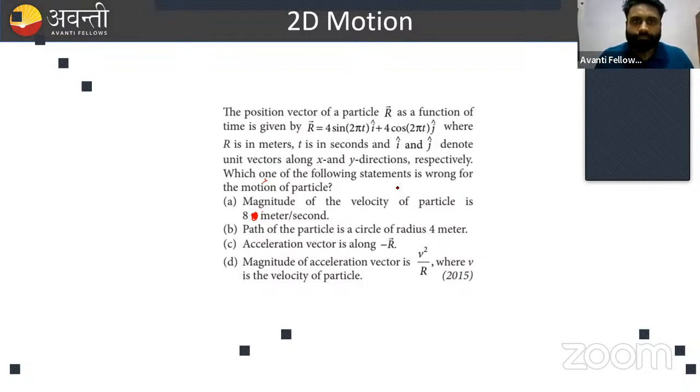I will read it for you. The position vector of a particle r as a function of time is given by r vector is equal to 4 sine 2 pi t i cap plus 4 cos 2 pi t j cap, where r is in meters and t is in seconds, and i cap and j cap denote the unit vectors in x direction and y direction respectively. Which one of the following statements is wrong for the motion of the particle? So you have 4 options, go through them and just tell me the right option.